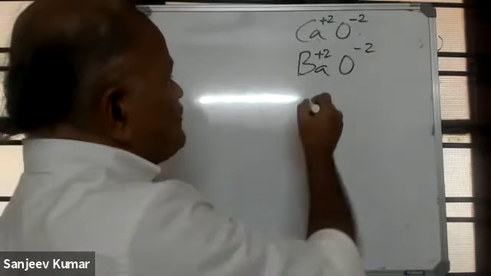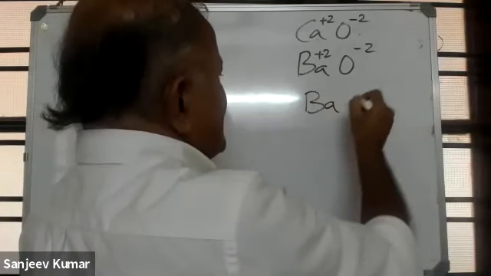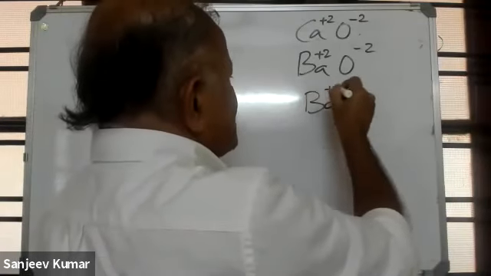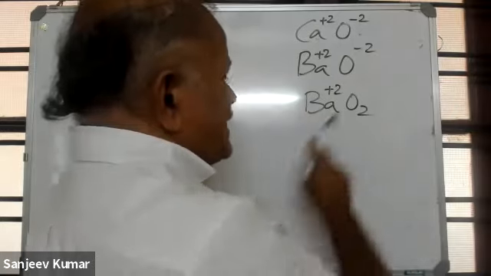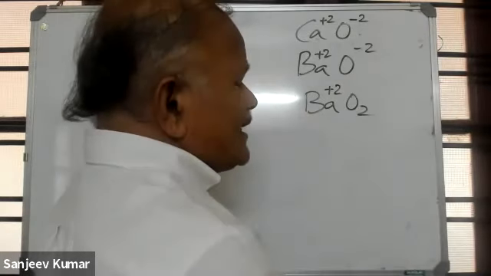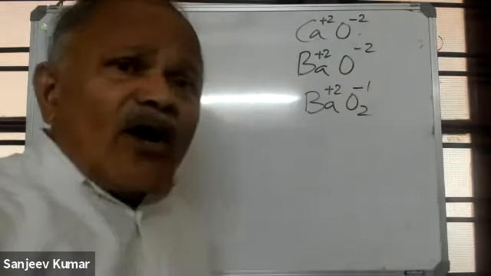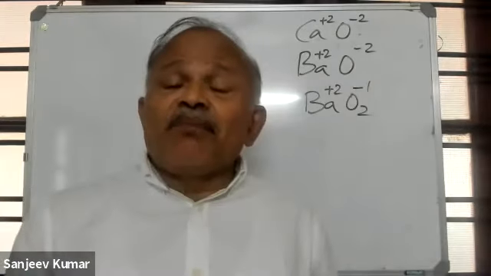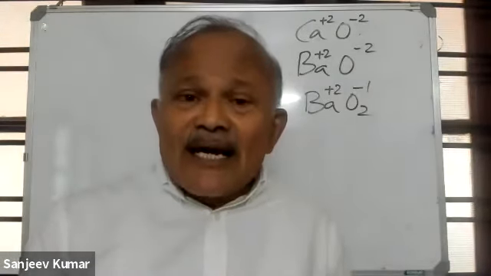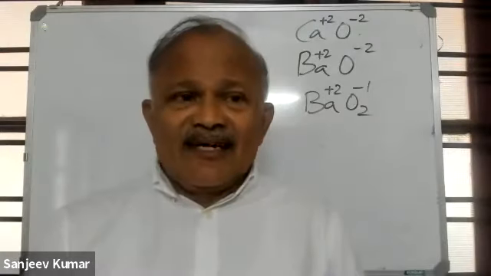And in the case of barium peroxide, BaO2, barium is in the +2 oxidation state, and therefore the 2 oxygen atoms are in the -2 oxidation state. Oxygen is in the -1 oxidation state. That is why BaO2 is barium peroxide.